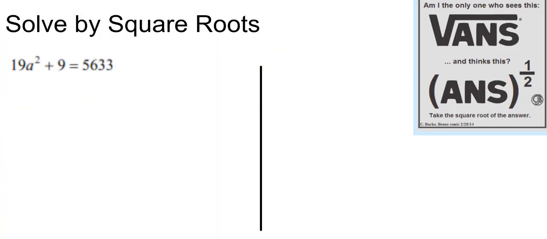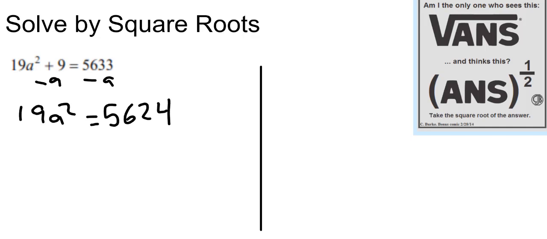All right, so here's another example. This one might be a little more involved. I don't know. Let's see. So what is our first step here? Exactly right. Since there's no b value, we want to subtract 9 from both sides. We're going to use square roots. So now we would have 19a squared equals 5,624. So our next step would be to divide everything by 19.